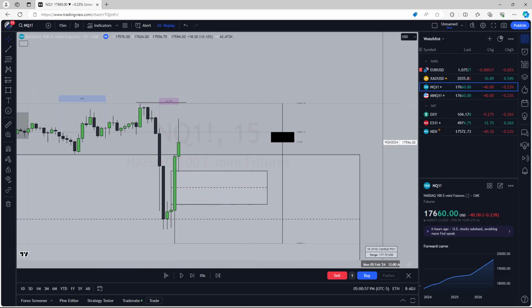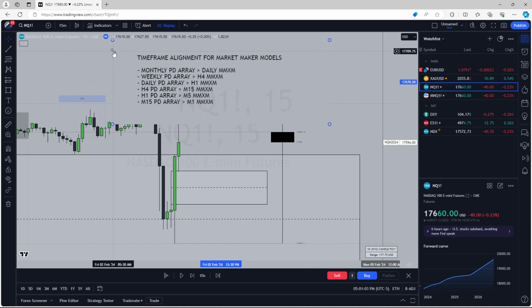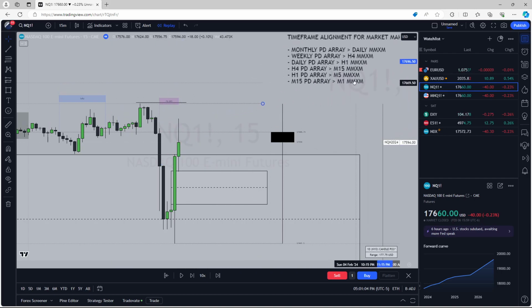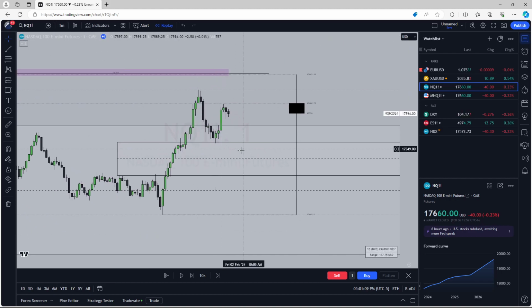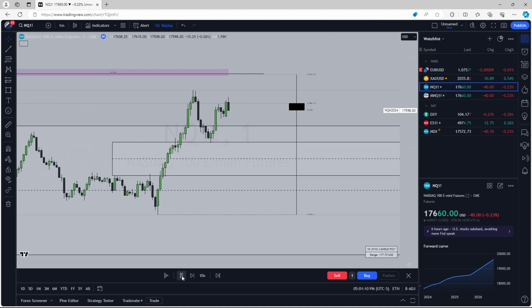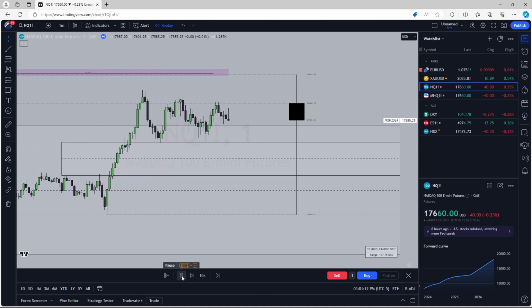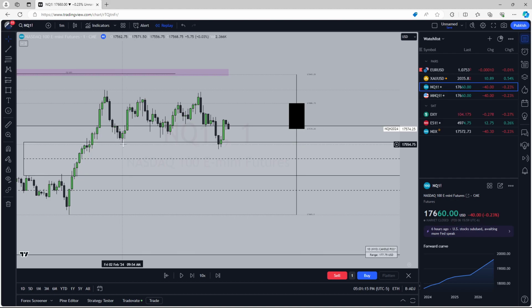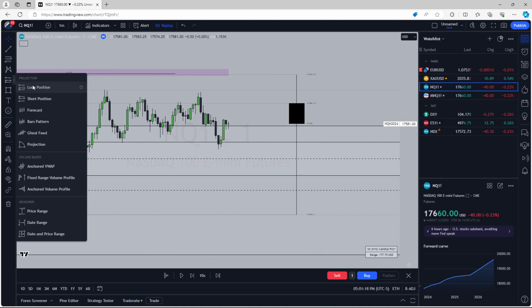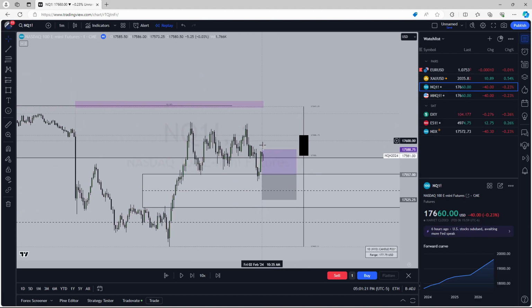And what did I teach you guys? 15-minute chart, 15-minute imbalance can go into a 1 minute MMXM. So what you could have done is 1 minute chart. Wait for 1 minute to go in here, which, yeah, look, the 1 minute chart went into the 15-minute FVG. That's a precise entry. You long.